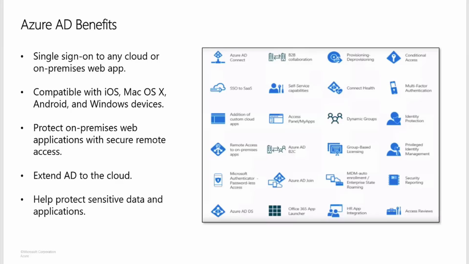Protect sensitive data and applications. So enhance application access security with unique identity protection capabilities that provide a consolidated view into the suspicious sign-in activities and potential vulnerabilities. So you can take advantage of advanced security reports, notifications, recommendations, and risk-based policies to protect your business from current as well as future threats.